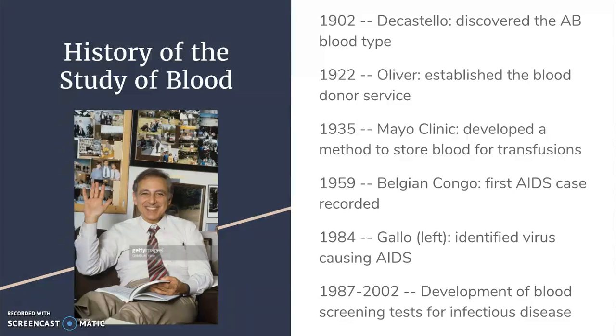Then in 1902, De Castello discovered the AB blood type. 1922, the blood donor service was established. 1935, the Mayo Clinic developed a method to store the blood for transfusions. 1959, the first AIDS case was recorded in the Belgian Congo. 1984, this guy over to the left identified the virus causing AIDS. And then from 1987 to 2002, blood screening tests started to become used for testing for infectious diseases.